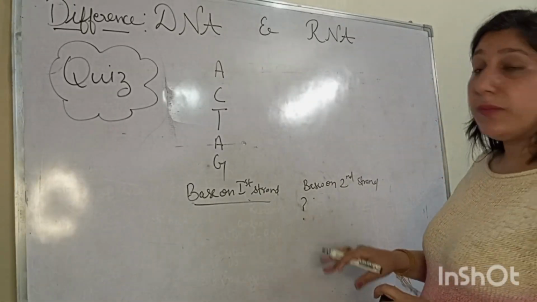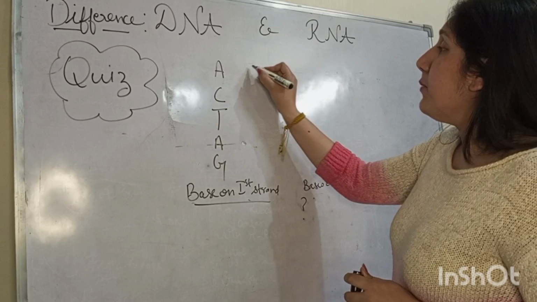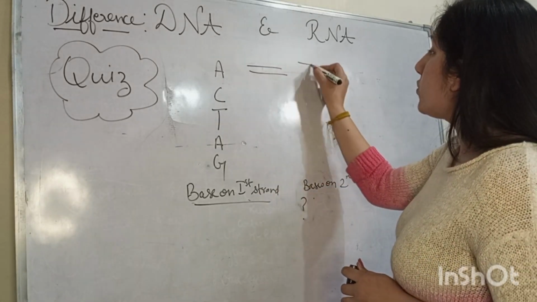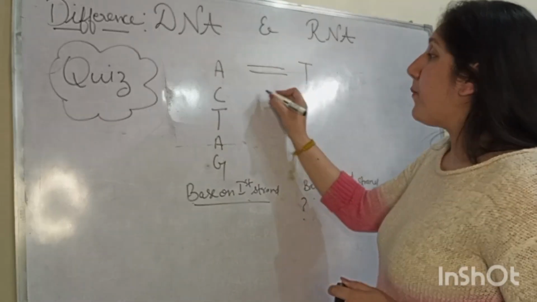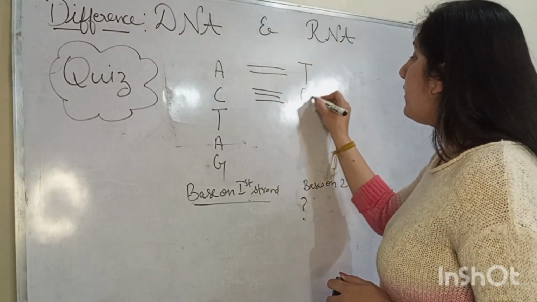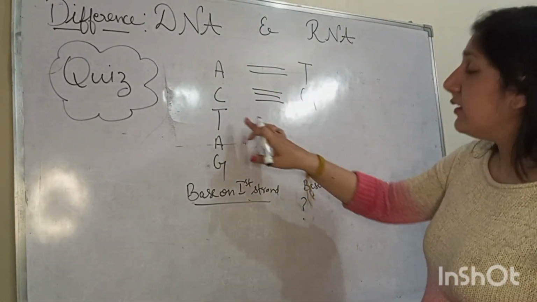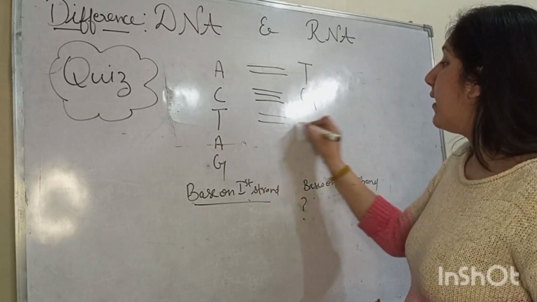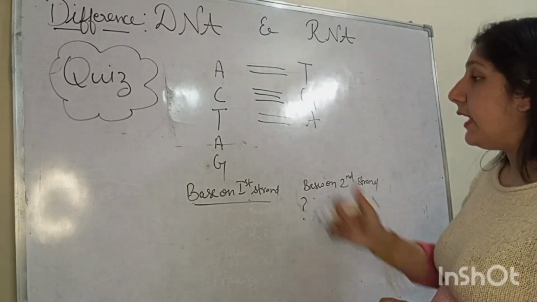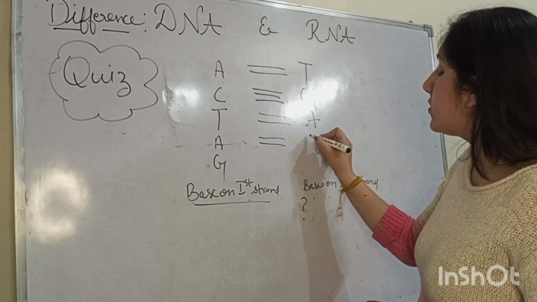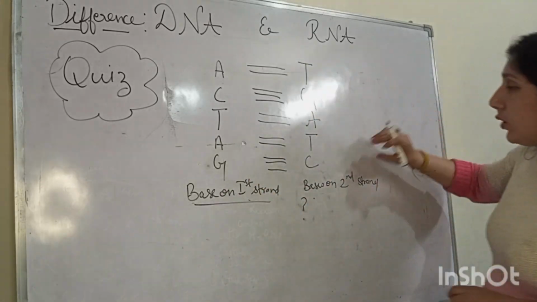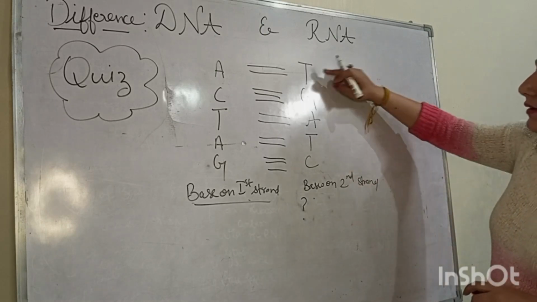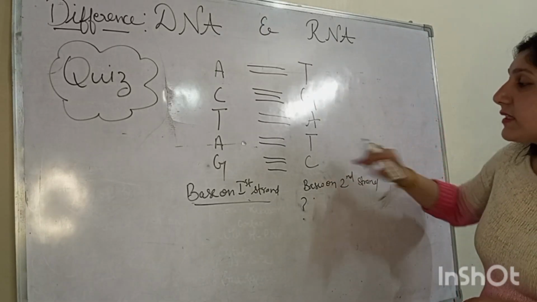As I told you in today's video, adenine binds with thymine with two bonds. So it's T. Cytosine binds with guanine with three bonds. Again, thymine binds with adenine, so again A. And then adenine again with two bonds with T. And guanine with a triple bond with C. So the bases on the second strand are T, G, A, T, C.